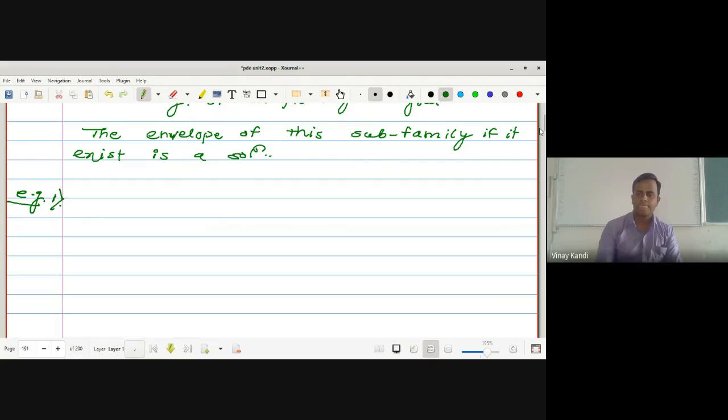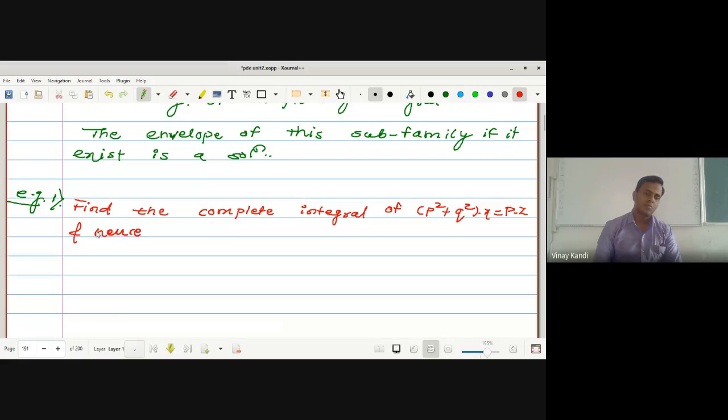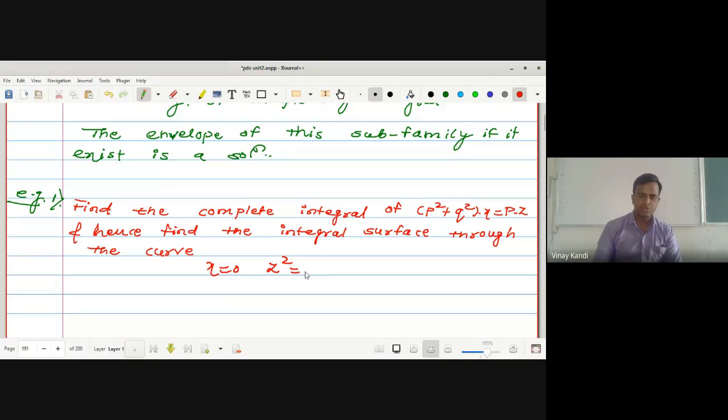Example number 1. Find the complete integral of (p² + q²)x = pz, and hence find the integral surface through the given curve. The curve is x = 0 and z² = 4y.